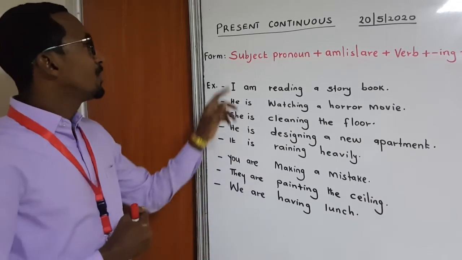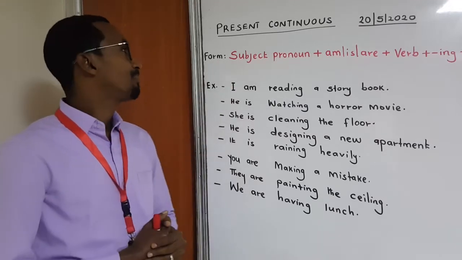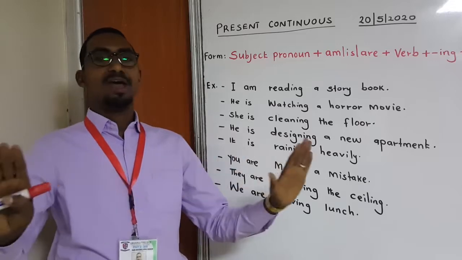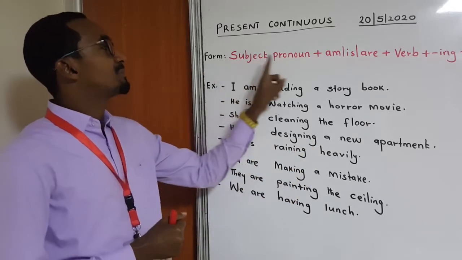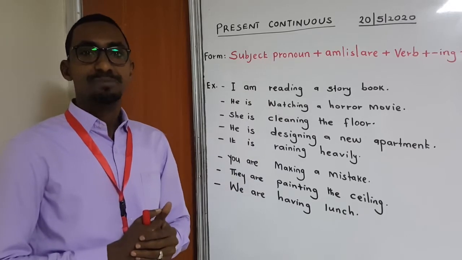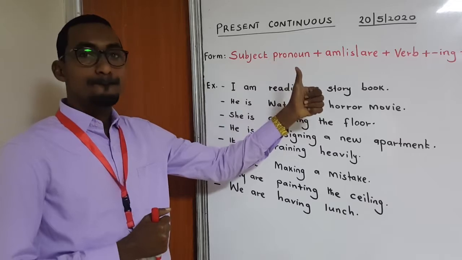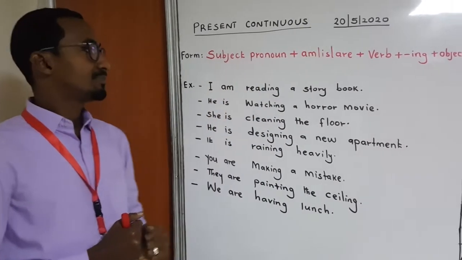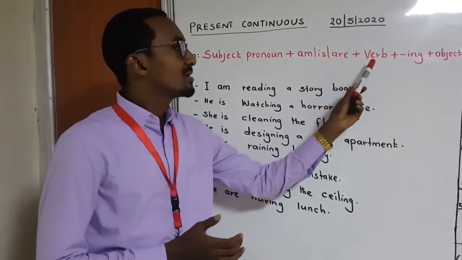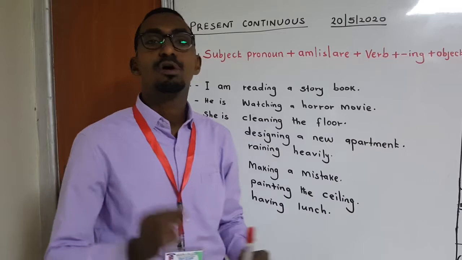Okay, what is the formula of the present continuous? The formula. It is always a piece of cake, very easy. The formula is subject pronoun plus is, or are, plus verb plus ing, plus object.